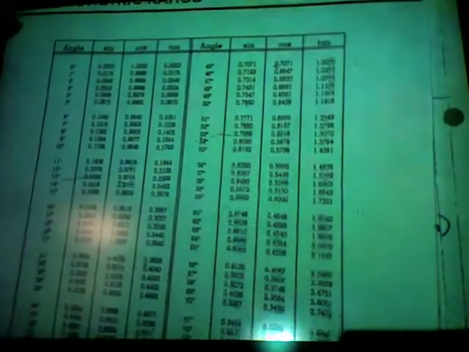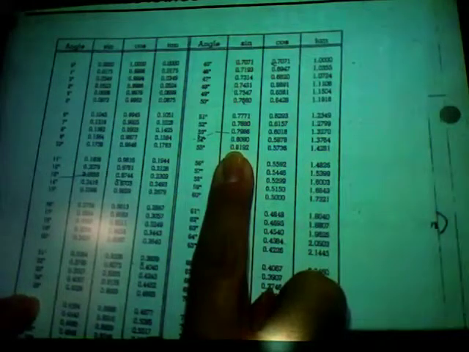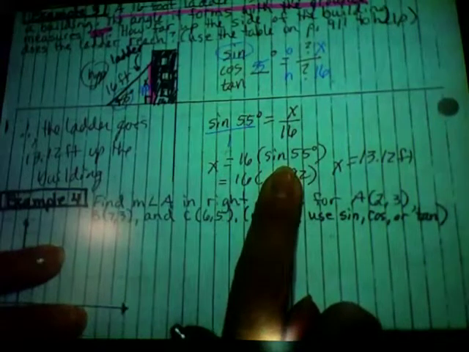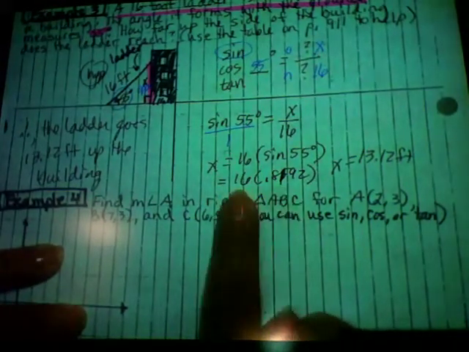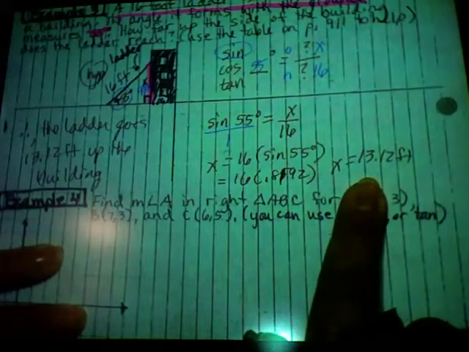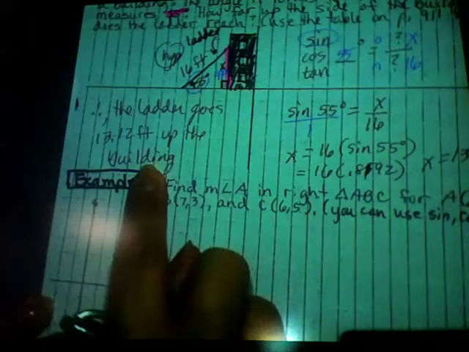So when we cross multiplied, we got x here, and we got 16 times the sine of 55 degrees. Didn't we use our chart? And we looked up 55 degrees underneath the sine column, and we chose 0.8192. And we replaced sine of 55 degrees with 0.8192. And then use your calculator, multiply these two together, and we got 13.12 feet. We rounded to 2 decimal places. So therefore the ladder goes 13.12 feet up the building.